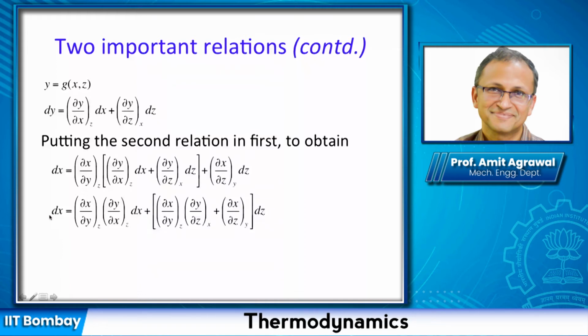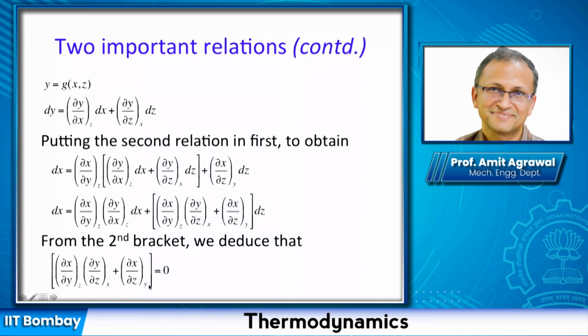So the coefficient of dx on the left hand side is 1, and the coefficient on the right hand side is whatever is shown here. So that means that this term is 1, and the coefficient of dz on the left hand side is 0, and therefore this term is 0. The bigger bracket, the square bracket, is equal to 0.